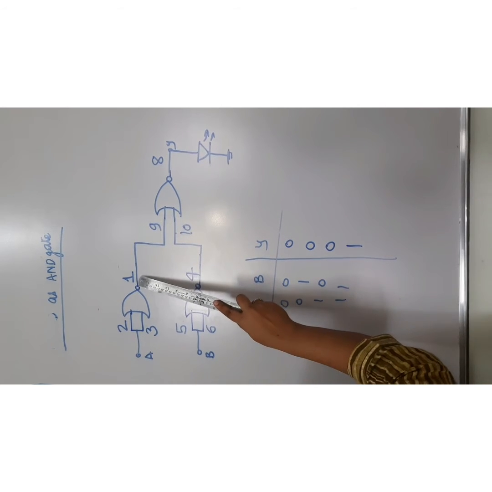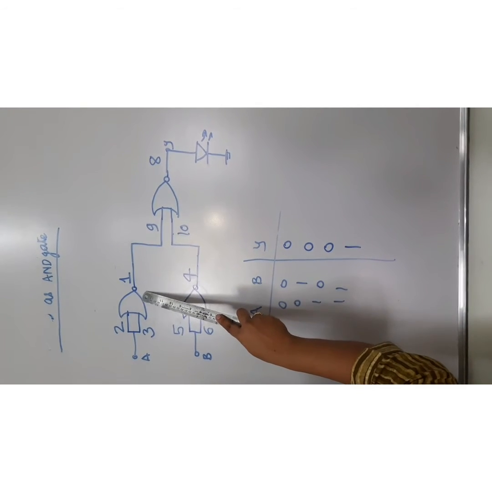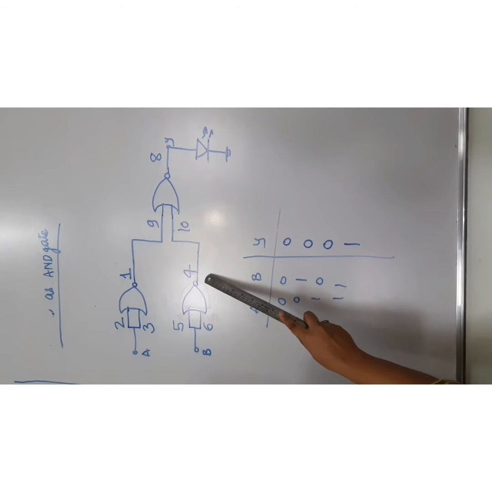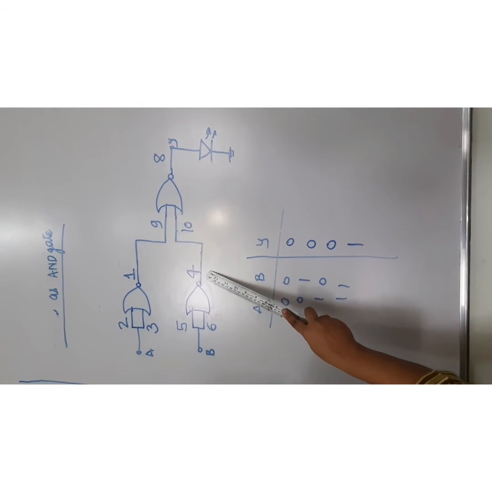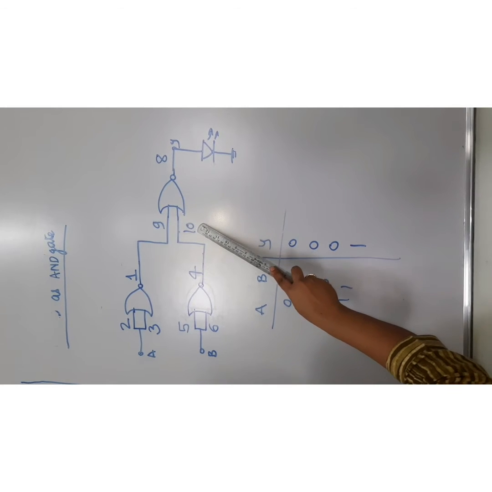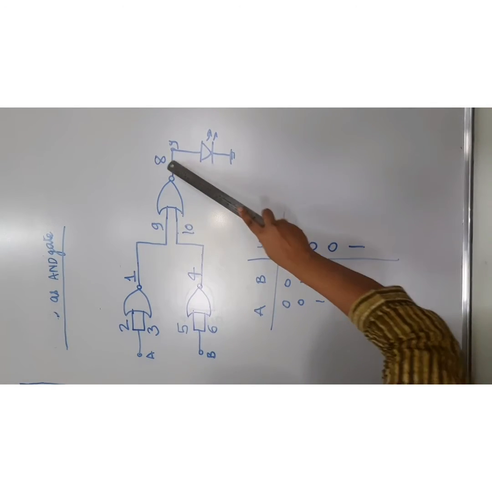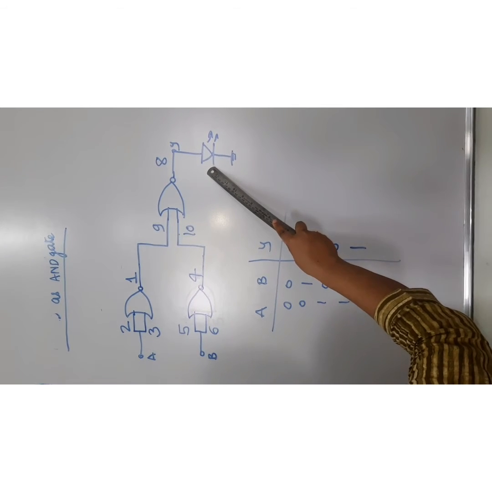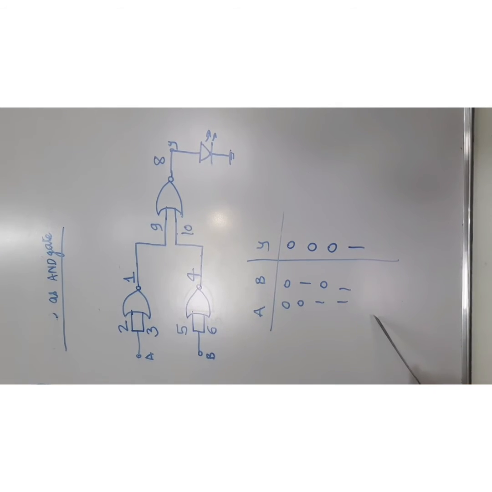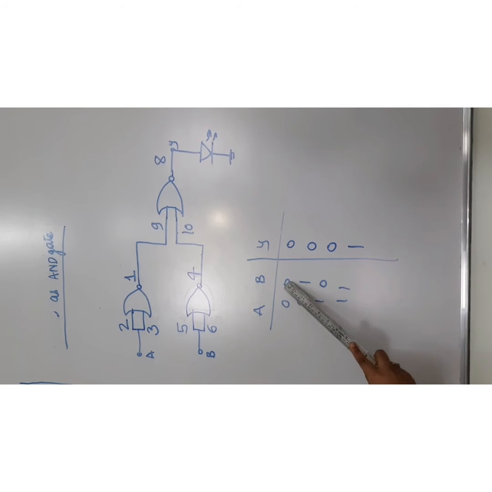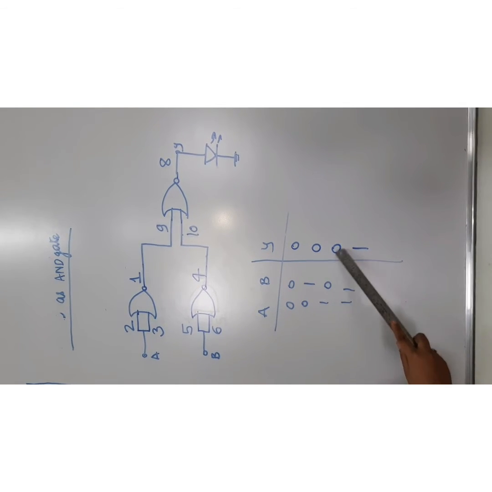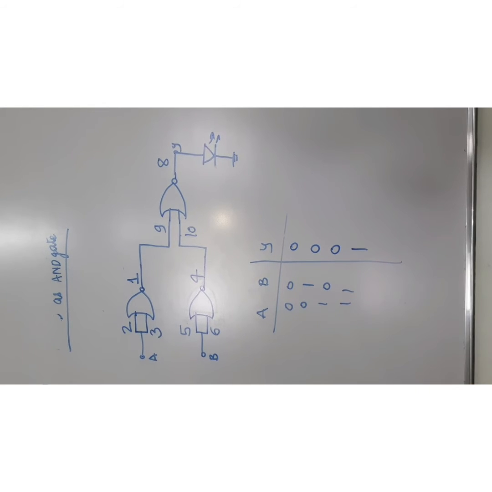Pin number 1 will be the output of this NOR gate, and that will be connected to pin number 9 of the same IC. Pin number 4 will be connected to pin number 10 of the same IC, and at pin number 8 we will get the output, and we are going to connect the LED at pin number 8. And this is the truth table of AND gate. So 0 0 output is 0, 0 1 output is still 0, 1 0 output is 0, and 1 1 output is 1.